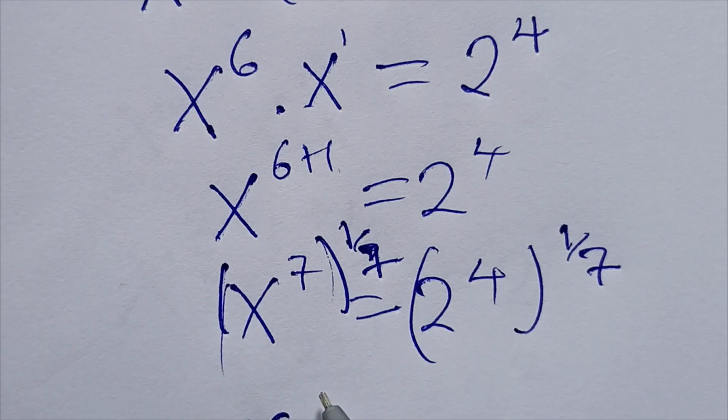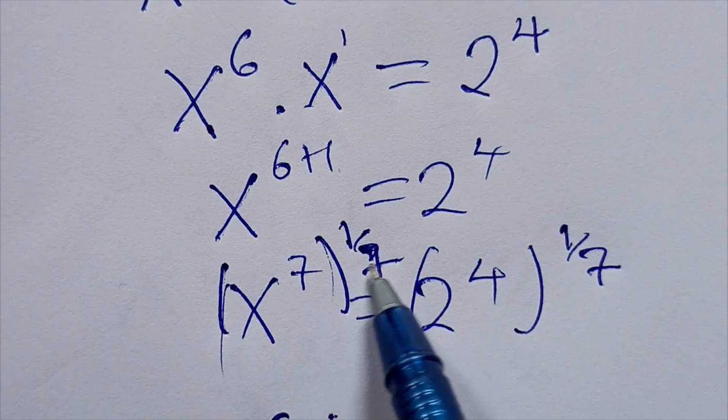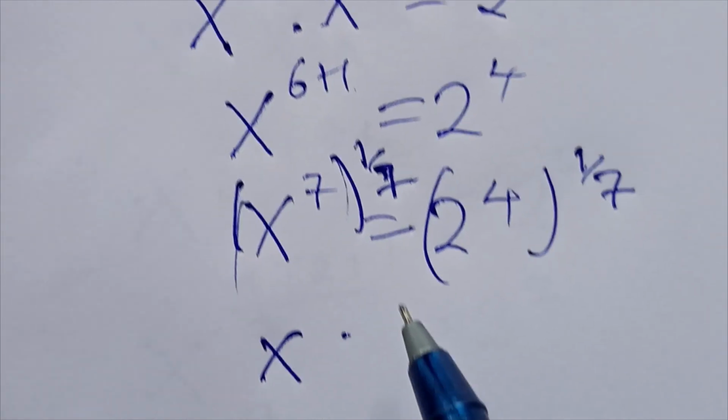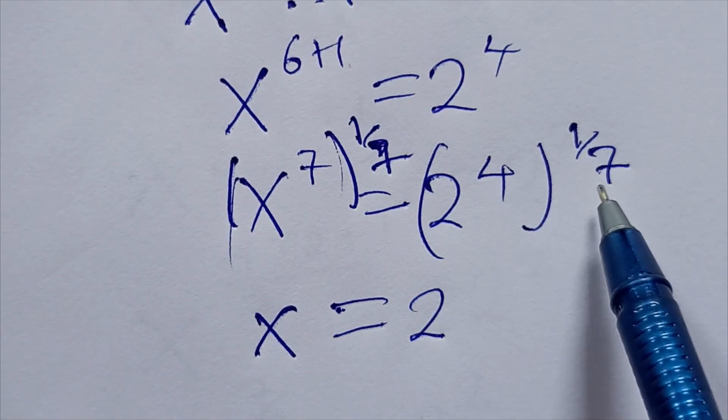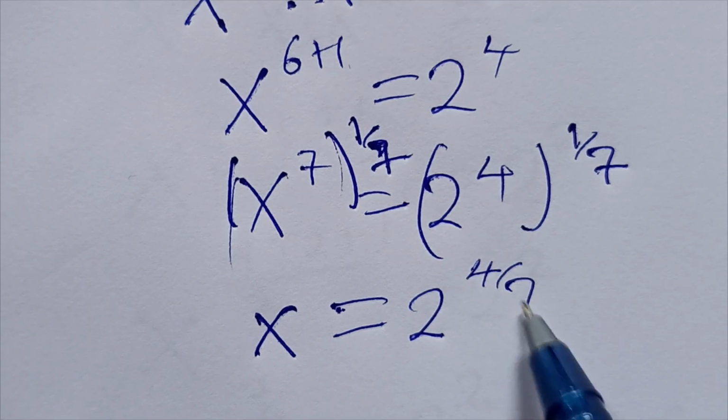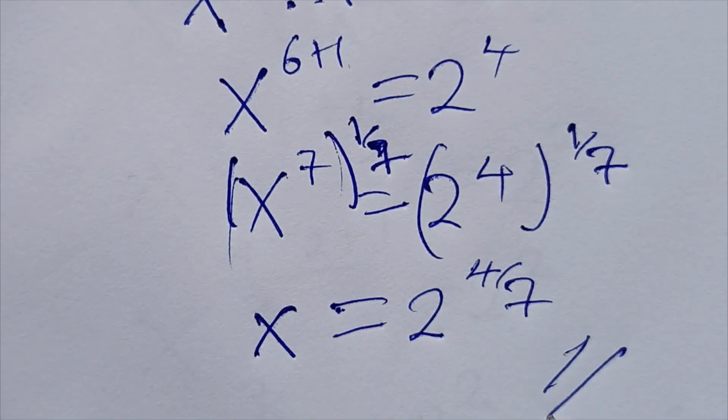Hence we can divide this now. 7 times 1 over 7, we're going to be left with x equals 2. So 4 times 1 over 7 is the same thing as 4 over 7. So hence our final result. So that's the second way you can actually approach it.